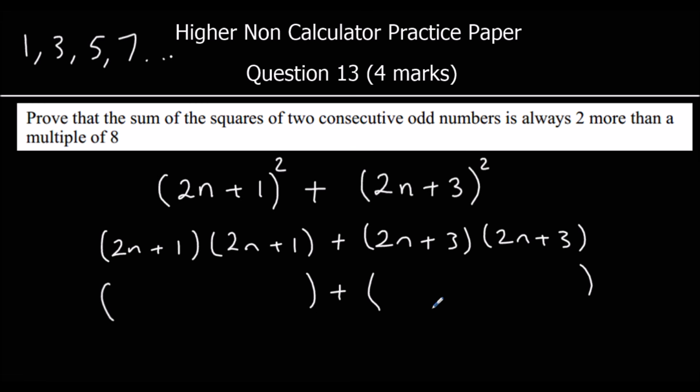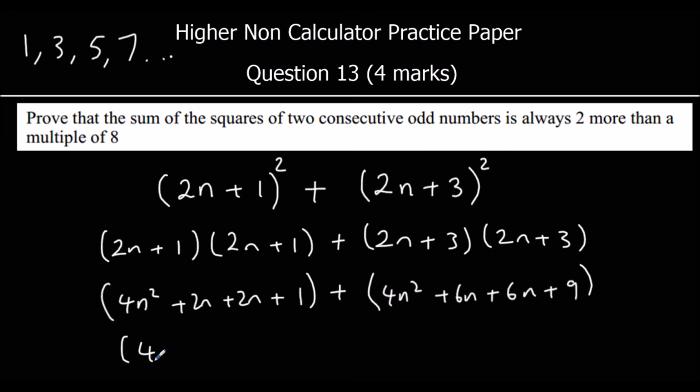So 2n times 2n is 4n squared. 2n times 1 is 2n. 1 times 2n is 2n. 1 times 1 is 1. 2n times 2n is 4n squared. 2n times 3 is 6n. 3 times 2n is 6n. And 3 times 3 is 9. So we have 4n squared plus 4n plus 1 plus 4n squared plus 12n plus 9.